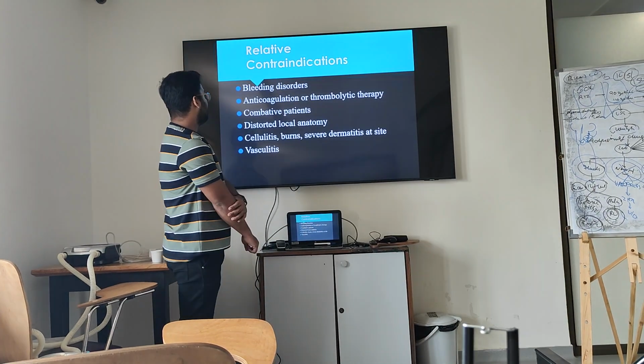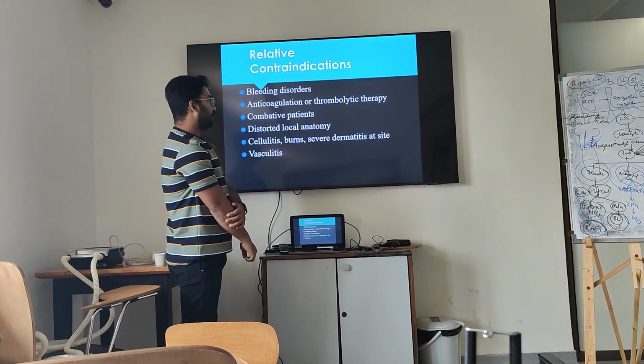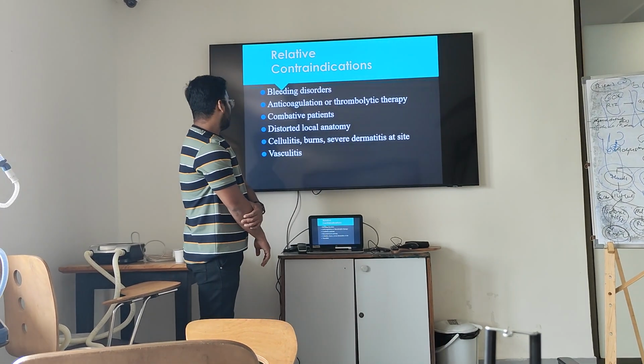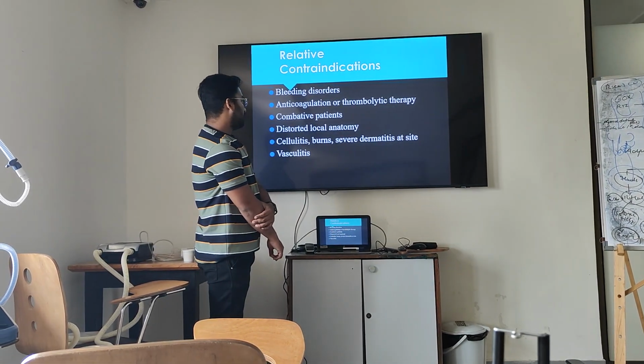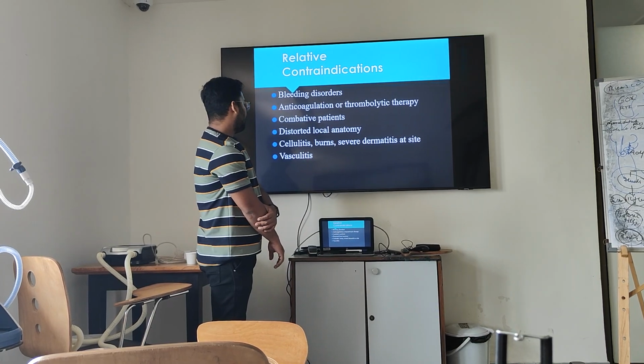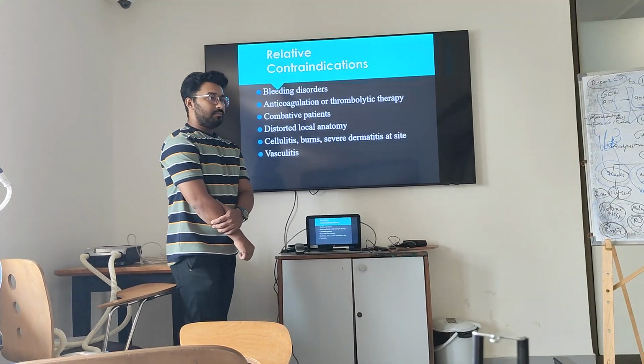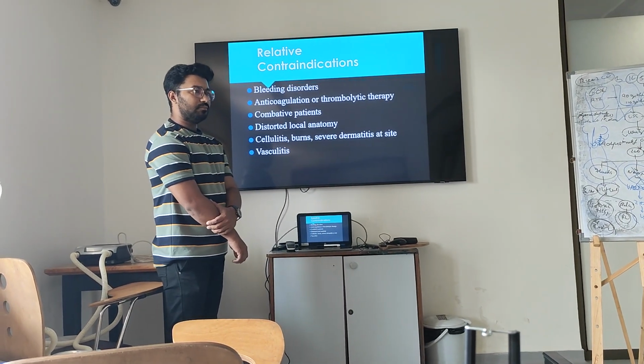Relative contraindications of a CVP line: a bleeding disorder, or anticoagulation or thrombolytic therapy, and a patient with distorted local anatomy. In case of cellulitis, burns, severe dermatitis at the site, and in case of vasculitis. Very important.